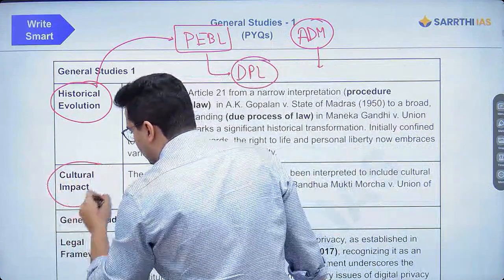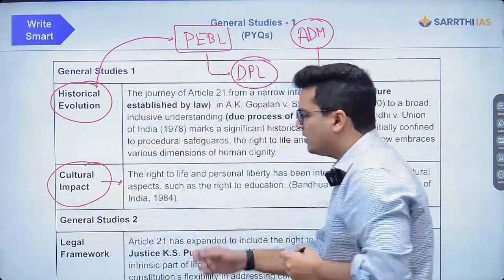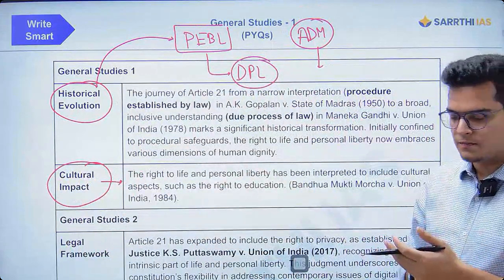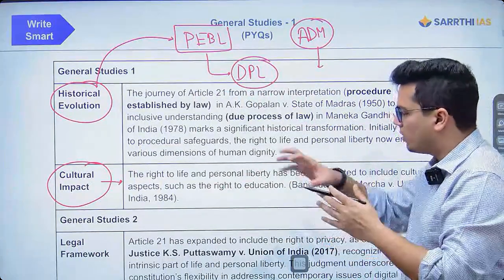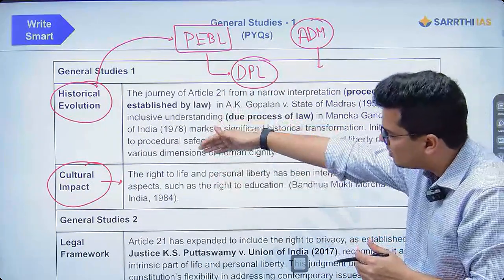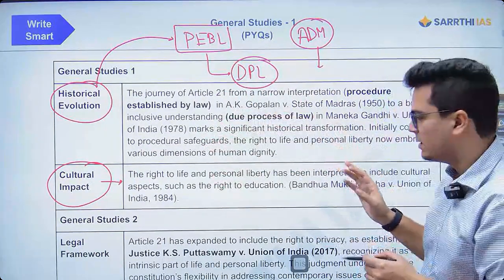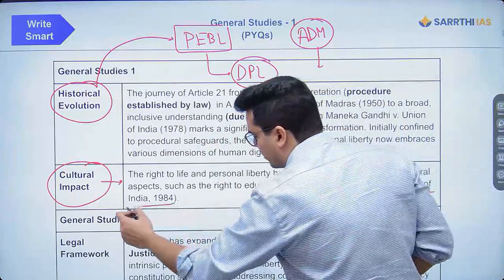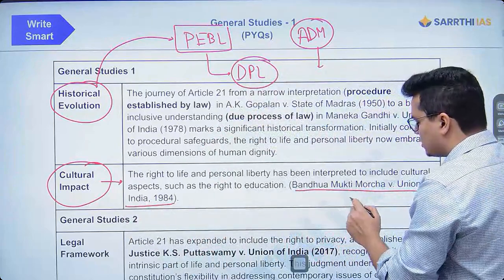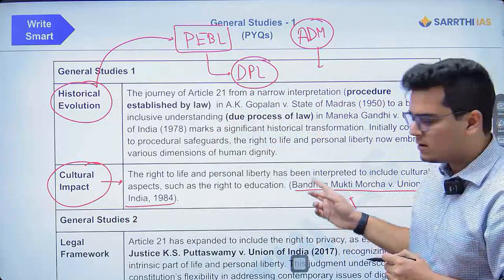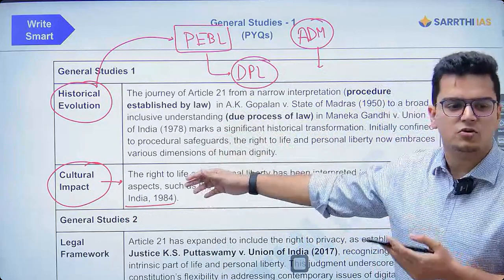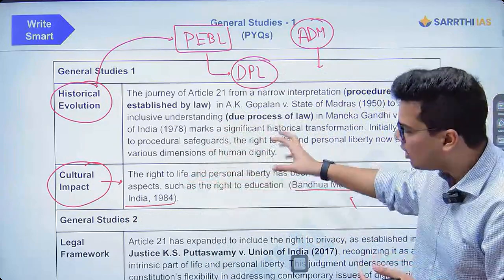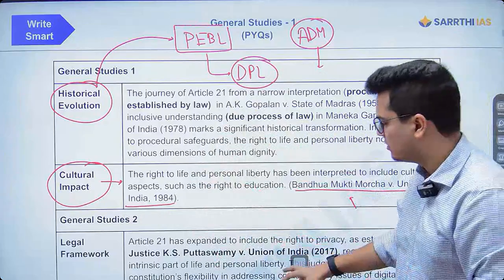Cultural impact. The idea of right to education also came to be interpreted as a part of right to life and personal liberty. Now, this might be one case that you are not aware of: Bandhua Mukti Morcha versus Union of India. You are not expected to write this. If you don't write it, it's fine, but take it and put it in your notes.